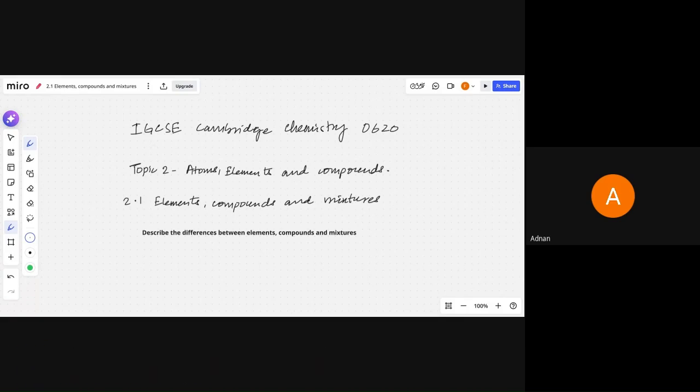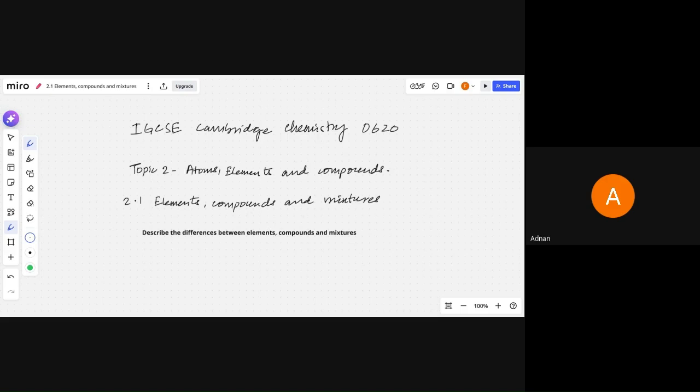And this is our third lecture in the series for IGCSE Cambridge Chemistry 0620. We are covering the entire syllabus topic by topic. So this is chapter number 2, atoms, elements, and compounds, 2.1. This chapter has around 7 topics. So the first one is elements, compounds, and mixtures.